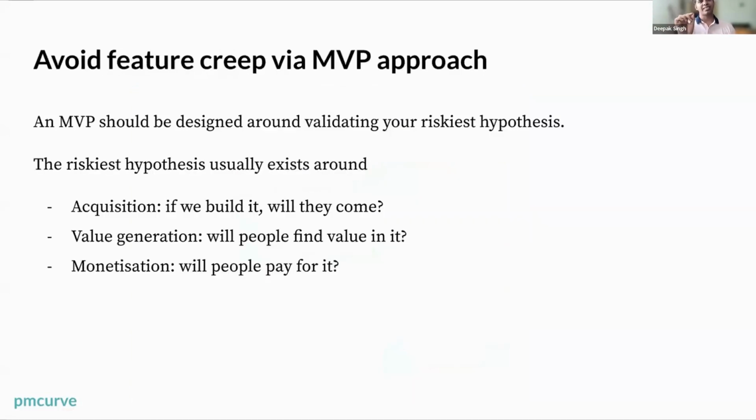What was it testing against? It was testing against acquisition and value generation. If we build an online website for shoes, will people come, because there is Amazon, right? Will people find some value in ordering shoes online, right? So acquisition was the riskiest hypothesis it was going after, followed by value generation.